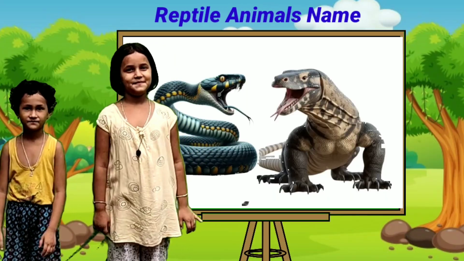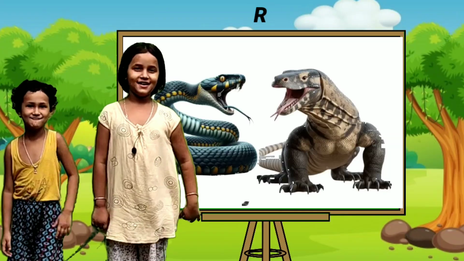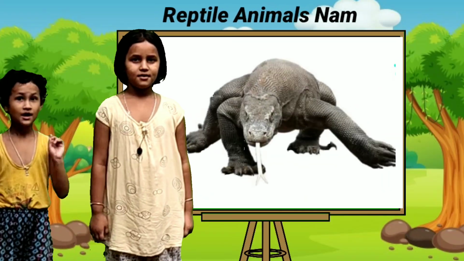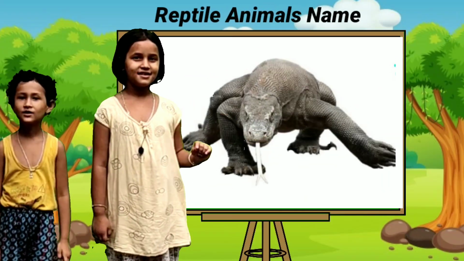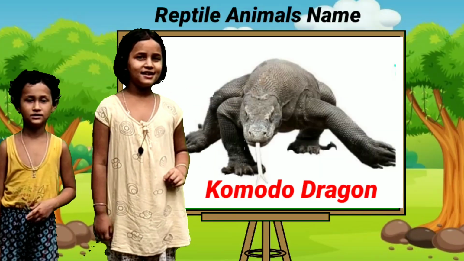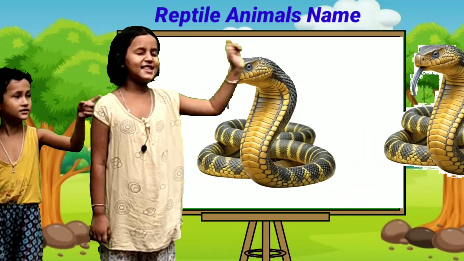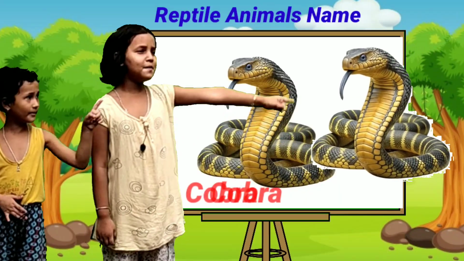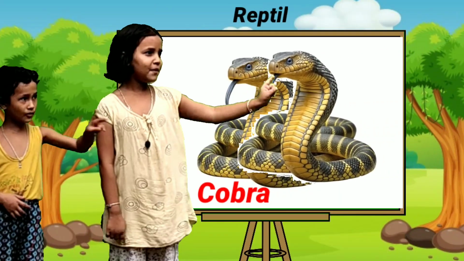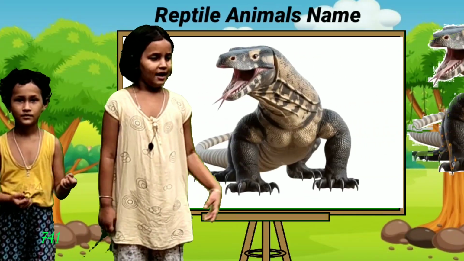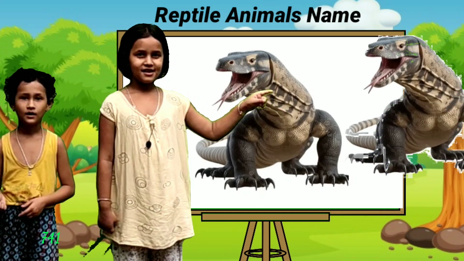Let's learn reptile animals' names. Let's come. This is a Komodo tiger. Komodo tiger. This is a cobra. Cobra. This is a monitor lizard.